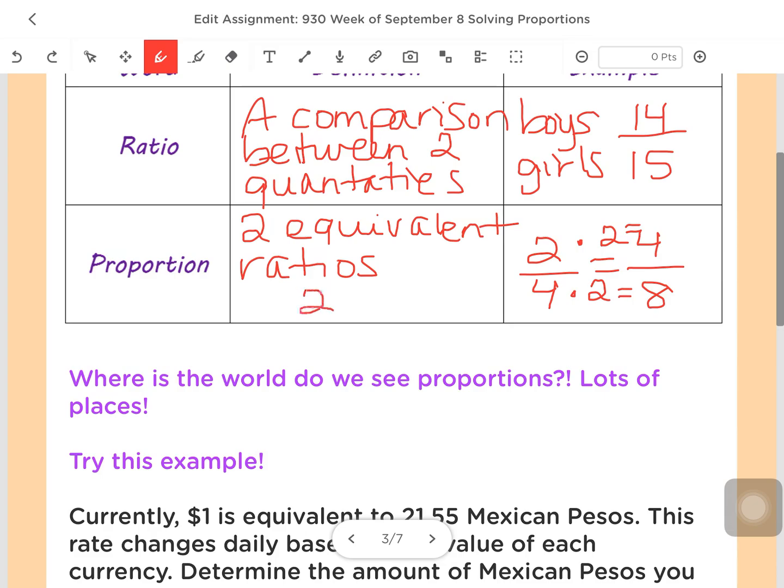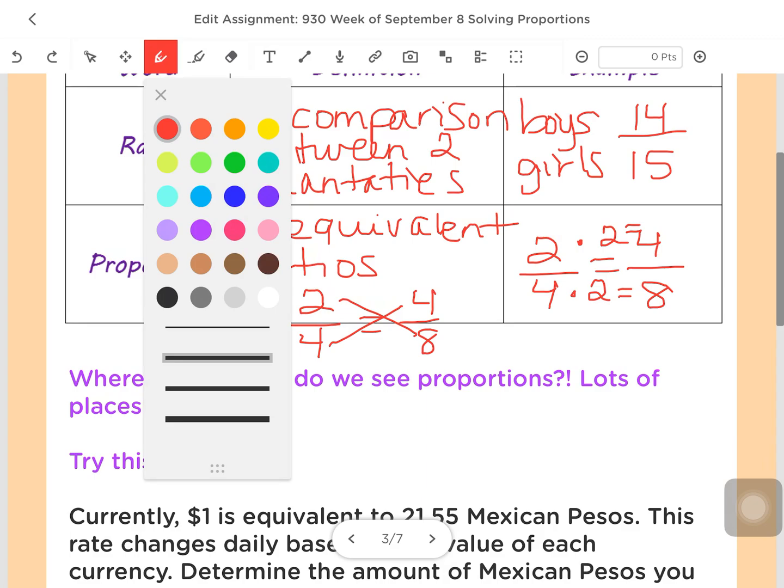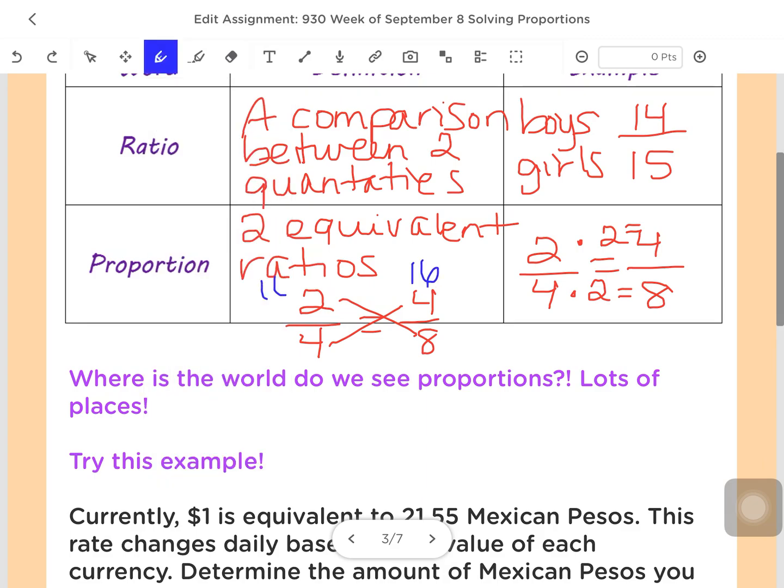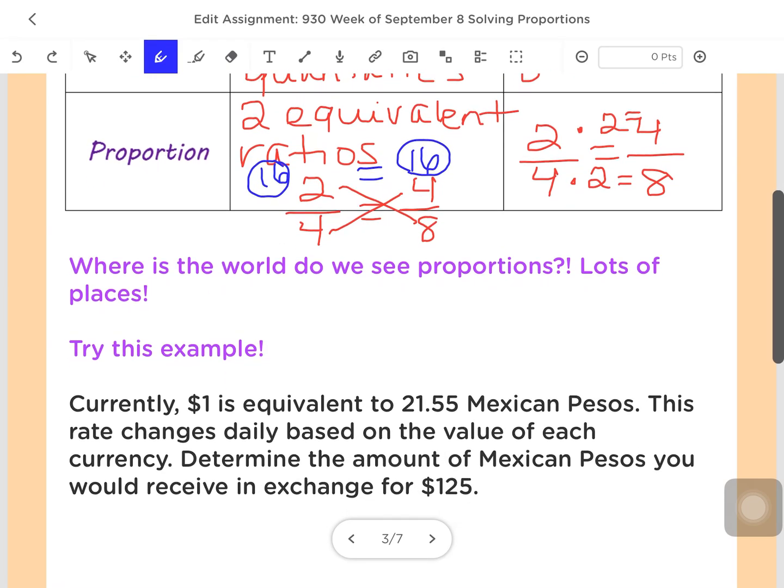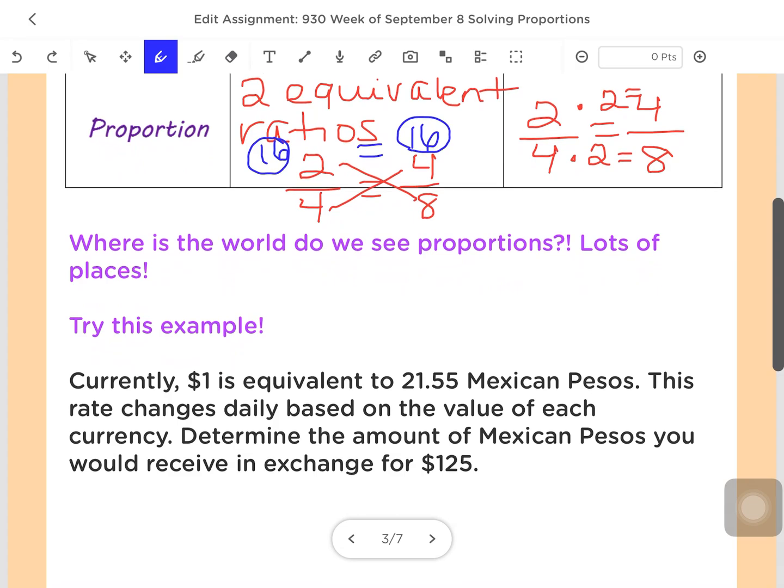A lot of people like to use cross products when solving proportions. So we simply can test to see that if when we multiply the numbers that are on the diagonal, if they end up being the same number. So 4 times 4 is 16, and 8 times 2 is also 16. So since those two cross products are equal, I know that the ratios are equivalent, and it makes a proportion.